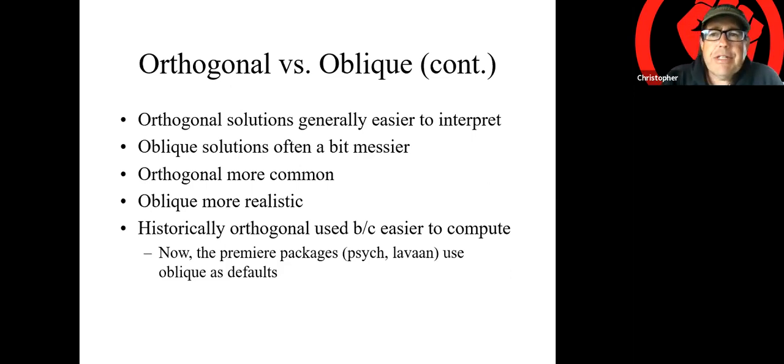Now, pretty much the thinking is that oblique solutions should be the default. They're more common, and we see packages like Psych and Lavaan using oblique solutions as defaults. So it's probably a much more realistic way to think of it, even if you don't see this as much as you should.